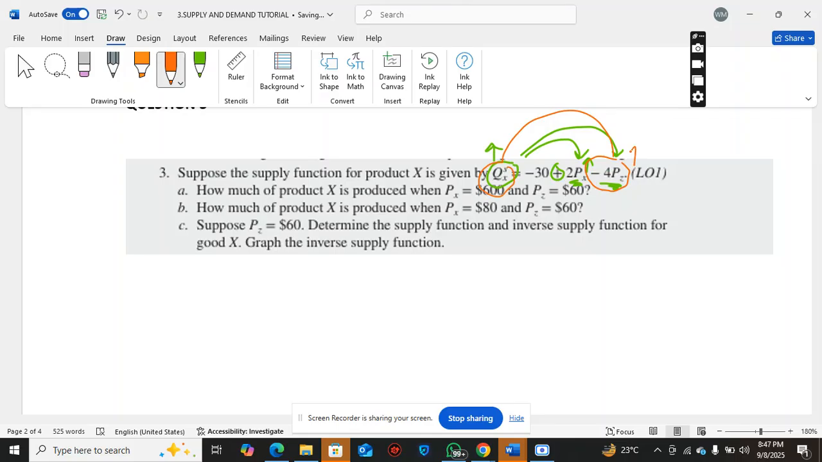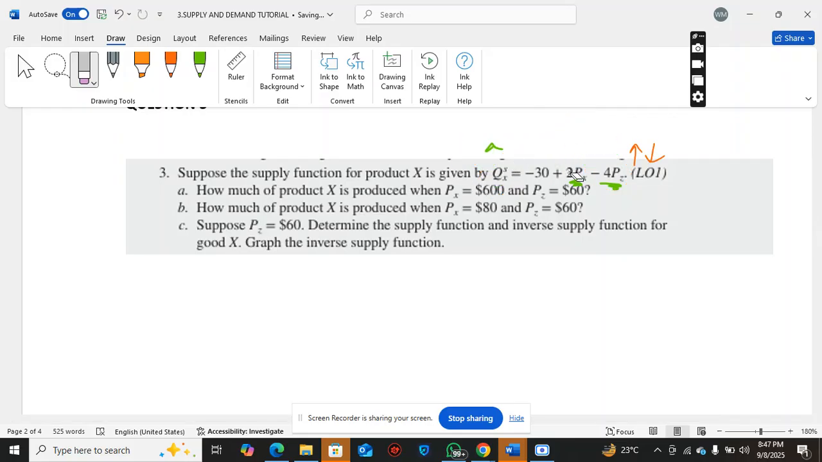So it means if the price of good Z goes up, quantity supplied of good X is going to go down, meaning people are going to start producing good Z so they can make more profit. The price of good Z goes down, people stop producing or supplying good Z and start supplying good X. So quantity supplied of good X goes up.